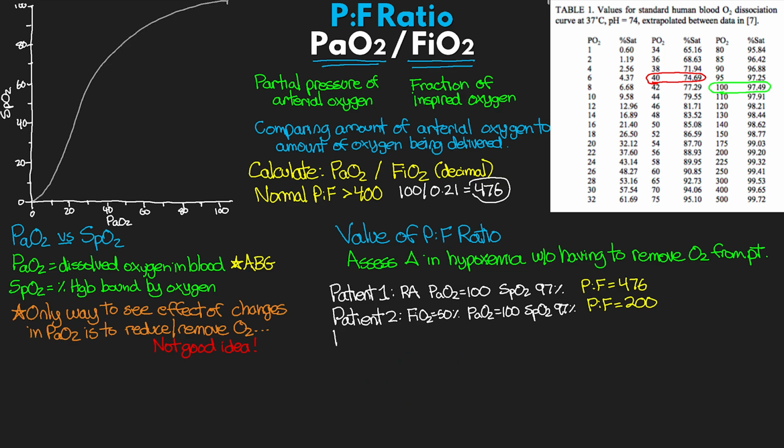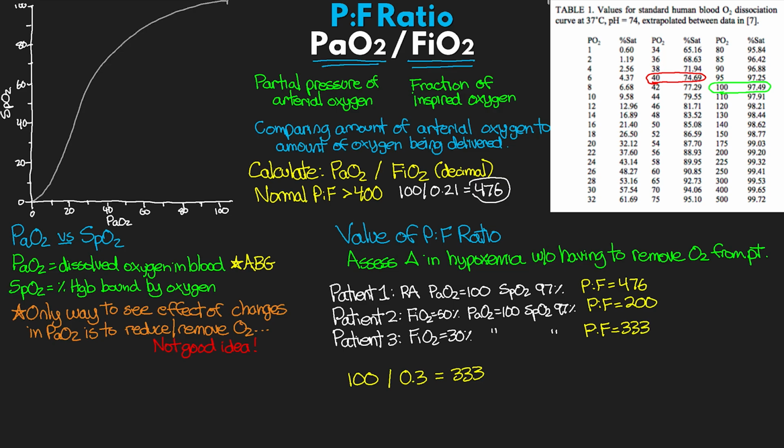So let's take a look at a third patient. This patient here is on 30% FiO2. They also have a PaO2 of 100, and they also have a SAT of 97%. I want you guys to do this one. What would their PF ratio be? So we would take our PaO2 of 100, divide that by our FiO2 of 0.3 for 30%, and this equals a PF ratio of 333. Hopefully you guys were able to get that.